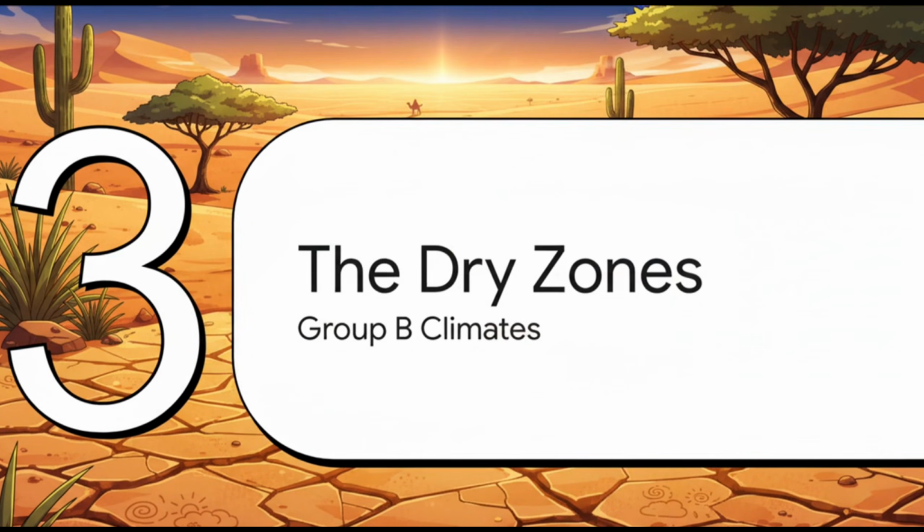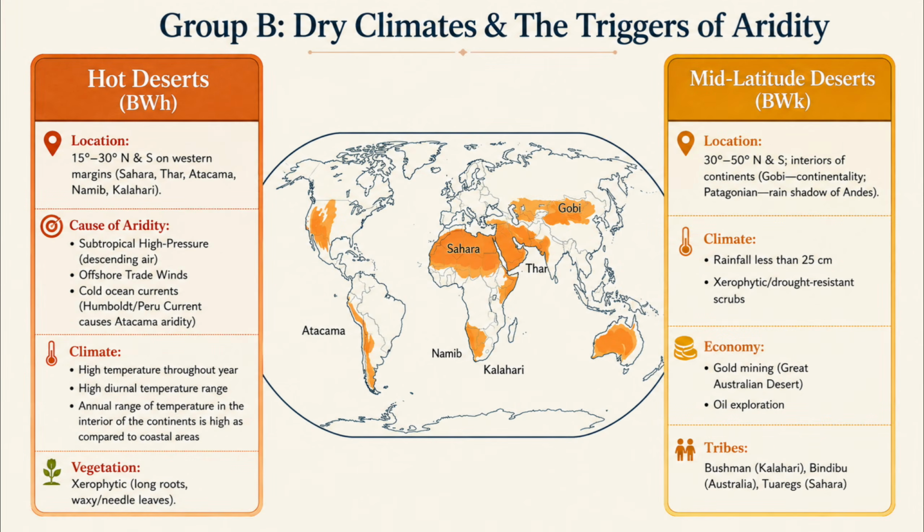Now here is the third part, dry climates, Group B. 4. Hot deserts, BWH. Location: 15 degrees to 30 degrees north and south on western margins of continents. Sahara, Thar, Atacama, Namib, Kalahari.